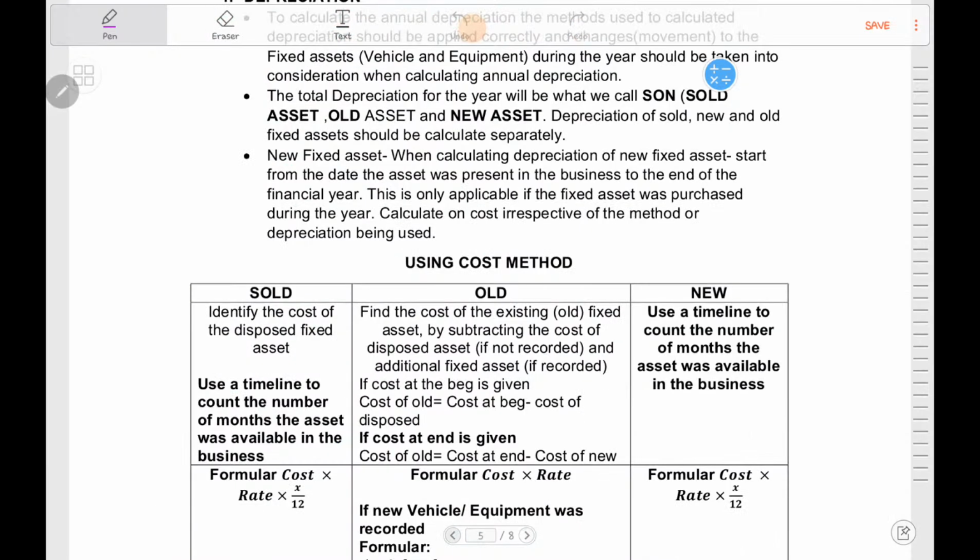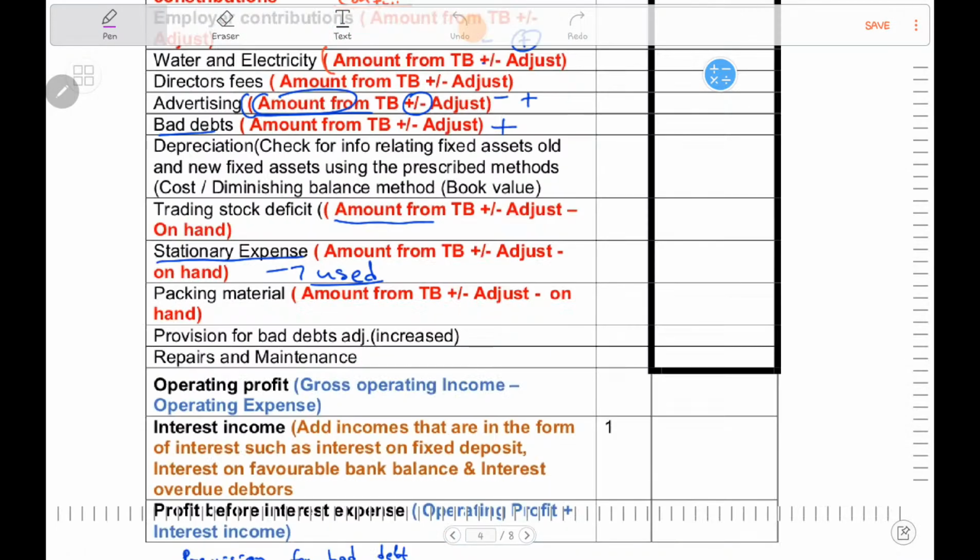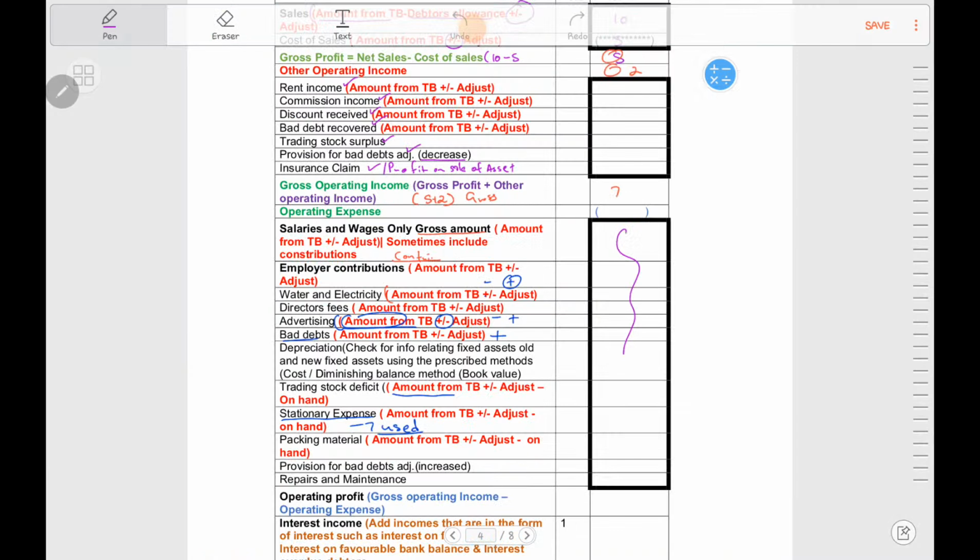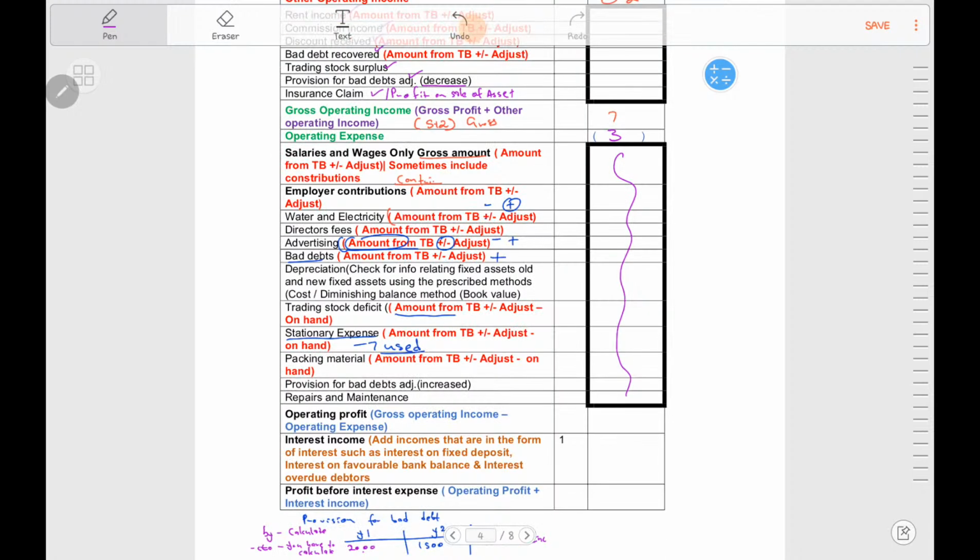Okay, then let's look at the next part. So we know that after you got the expenses here, don't be lazy, add everything up and confirm your amount so that you get something here. So let's assume that here is 3. Then we want to find the operating profit. The formula for operating profit is gross operating income, then we subtract operating expense. So it will be 7 minus 3, and that'll give us 4.